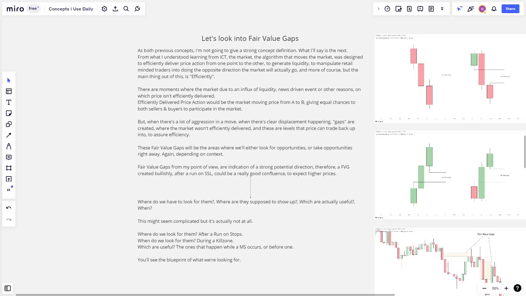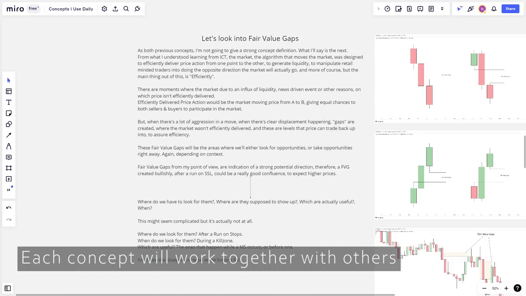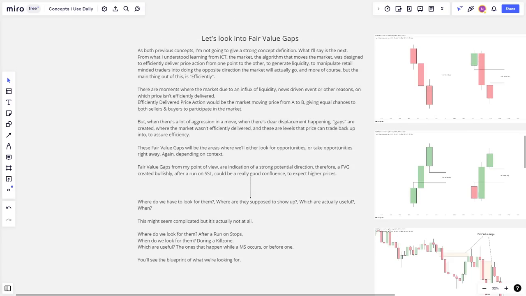So these fair value gaps will be the areas where we'll either look for opportunities or actually take the opportunities right away, again, depending on the context. Fair value gaps, from my point of view, are an indication of a strong potential direction. Therefore, a fair value gap created bullishly after a run on sell side liquidity could be a really good confluence to expect higher prices. See what I did there? See how we are already putting together fair value gaps and the run on sell side liquidity?